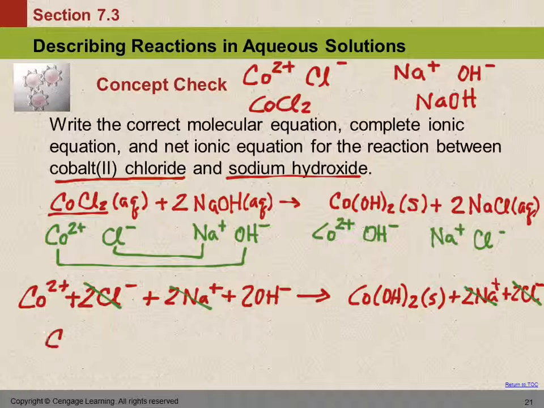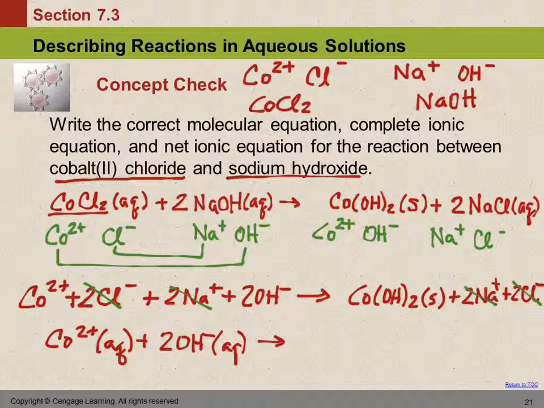I'm going to put the AQ state symbol back because now I've got a little more room. Co2+ plus 2OH minus, and that forms Co(OH)2, which was a solid. So that's our net ionic equation.